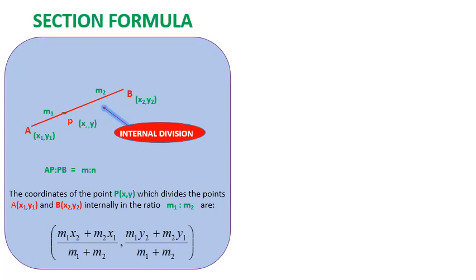Once again, we have to go this way: m1 into x2 plus m2 into x1, divided by m1 plus m2. That is the first part. The second part is again the same thing. You have to start from m1 y2 plus m2 y1, divided by m1 plus m2. That is the y coordinate.